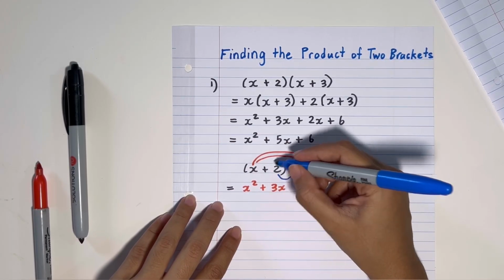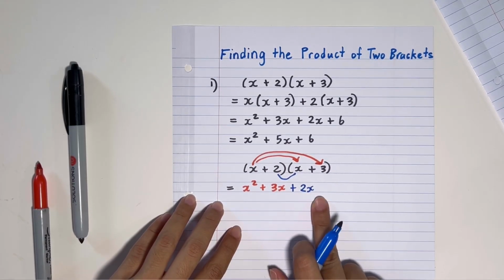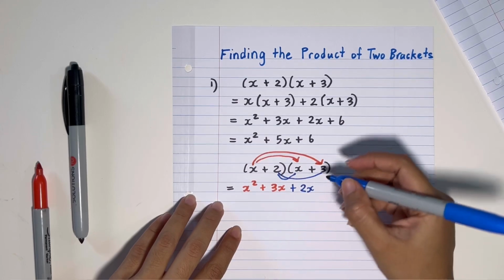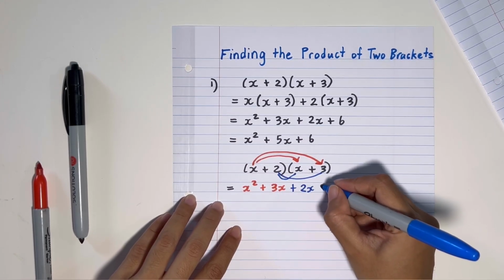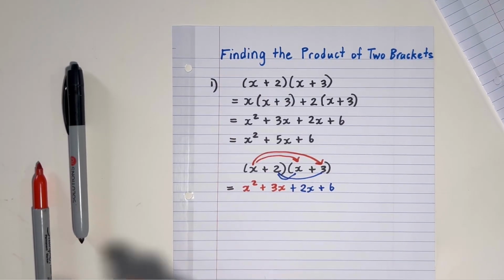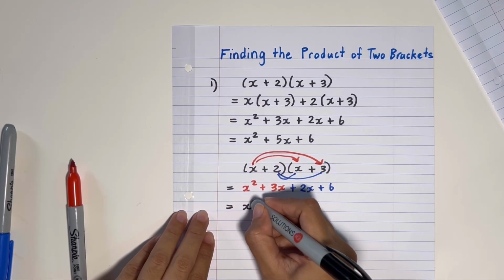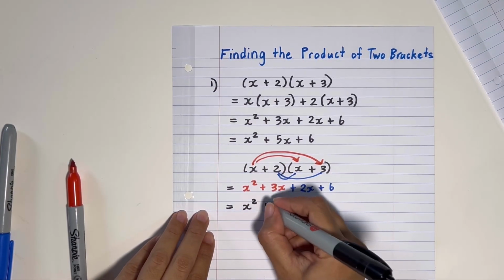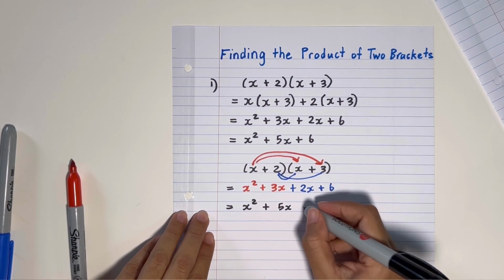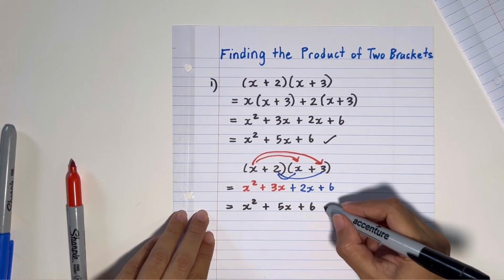Now this is positive 2, so positive 2 times x will give me positive 2x, and 2 times 3, and both of them are positive, will give me 6. And then you just group your like terms and add them together. So x squared by itself, 3x plus 2x is 5x, and then 6. So as you can see, it's the same answer.